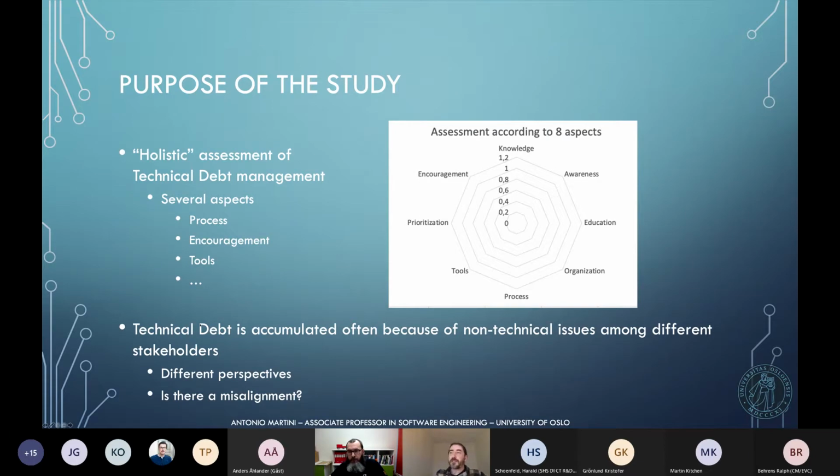So we know that technical debt is accumulated also because of non-technical issues. We just saw that in the process debt presentation. So we want to understand, rather than measuring the technical debt in the system, how the company is managing technical debt, and if there are different perspectives and there is misalignment across the roles, and if the process is in place.